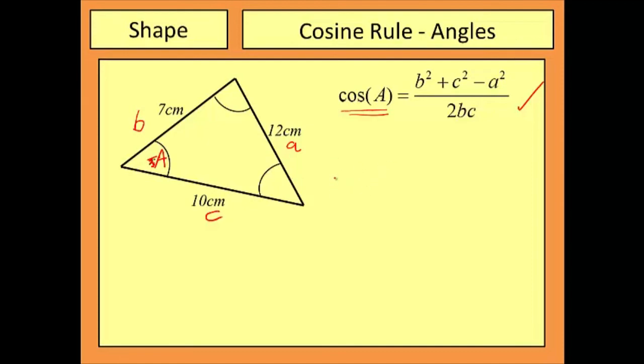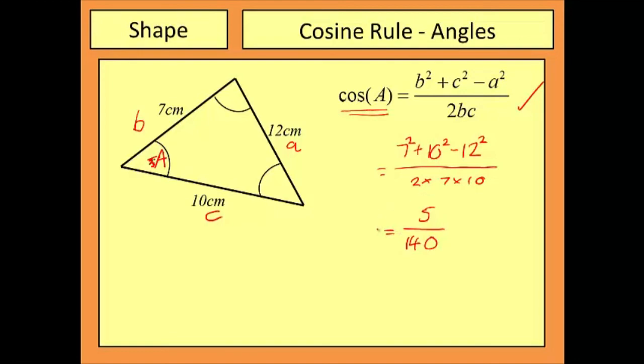To work out the missing angle, I'm going to do B squared, so in this case that's 7 squared plus 10 squared minus 12 squared, and that's all divided by 2 times B times C. When I tidy everything up, I get 149 take away 144, which is 5, and that's going to be divided by 140.